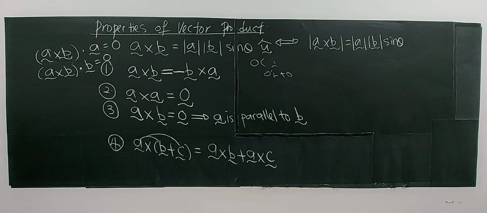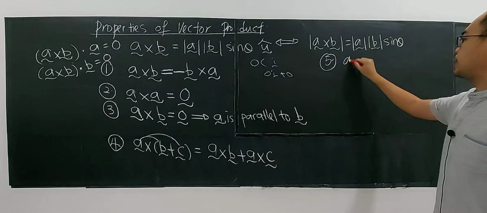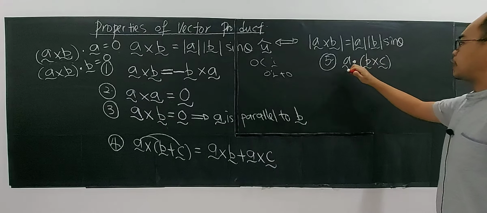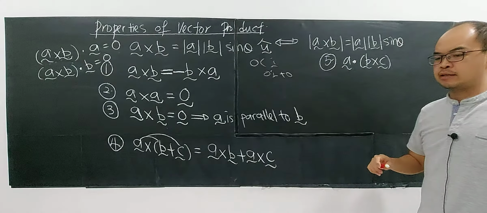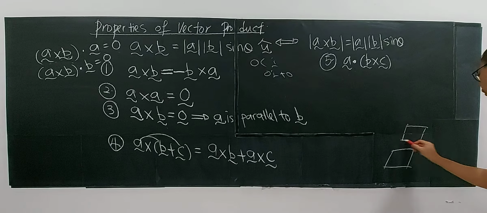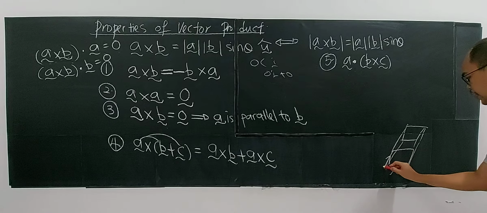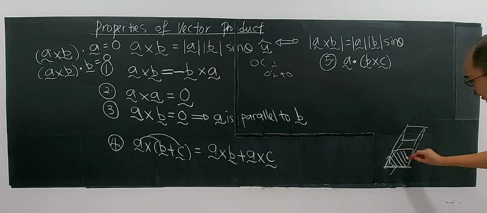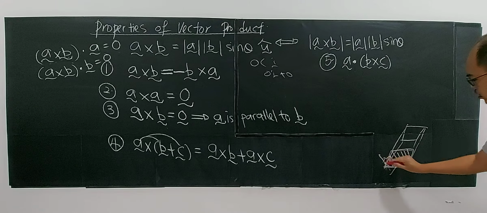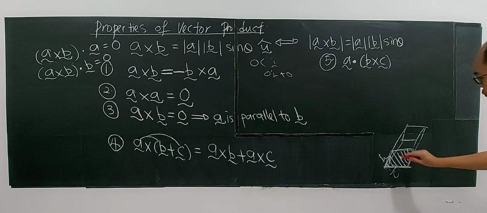And let's say if you have A dot with B cross C, right? Actually, A dot with B cross C represents the volume of a parallelepiped, which is three-dimensional. As you take the cross product of vector B and C, we get the area of the parallelogram, right?